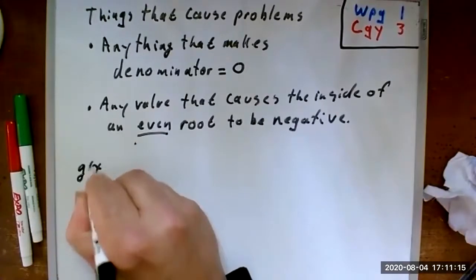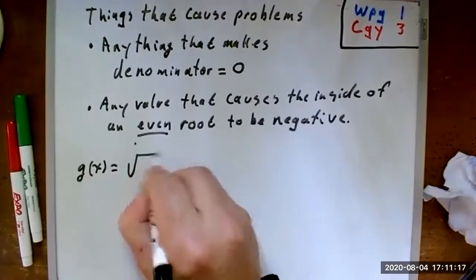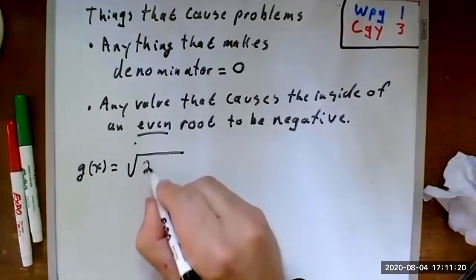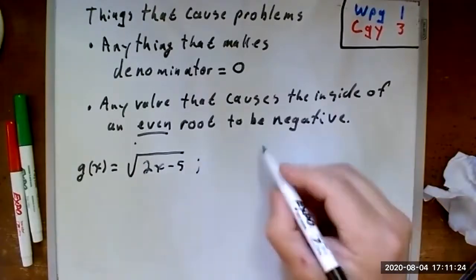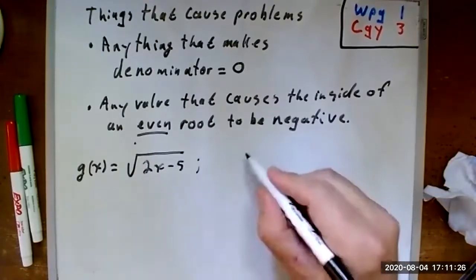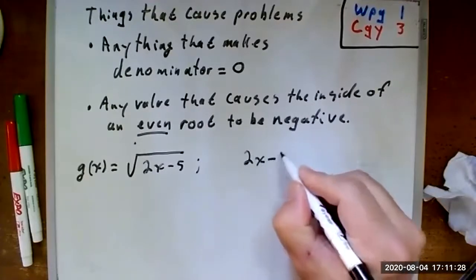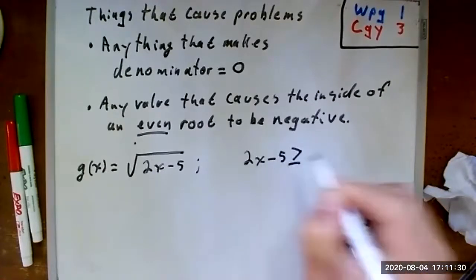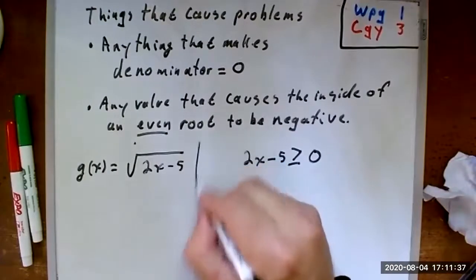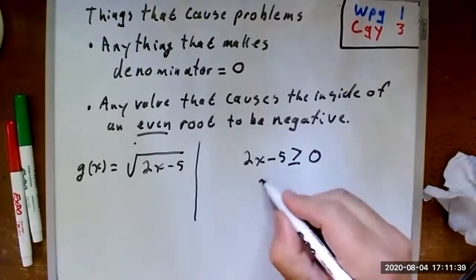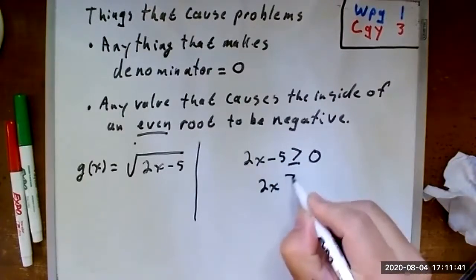Going on to my next example, again looking under the square root problem. So now let's say that we're being given the function g of x, and it's equal to the square root of 2x minus 5. We're looking for any place that keeps this positive, so we need 2x minus 5 to be greater than or equal to 0.